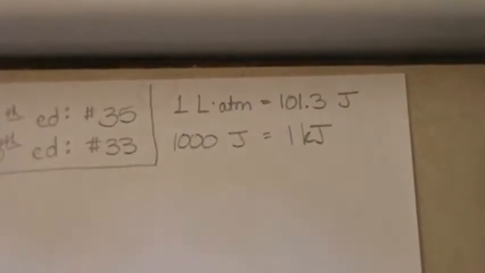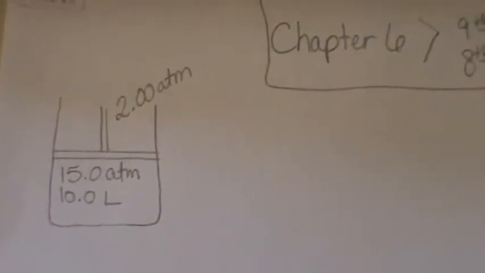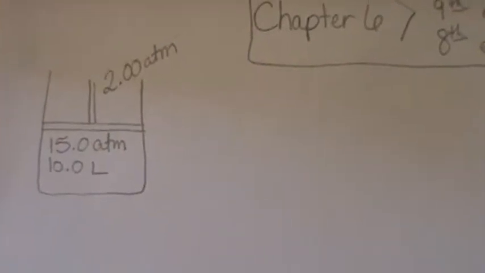Okay, so I already have some things written down here. First of all, we're going to need this at the end. It's the conversion from liter atmospheres to joules and then kilojoules. And then I've started here with a picture that shows where our gas is. So we need to do this in 2 steps.